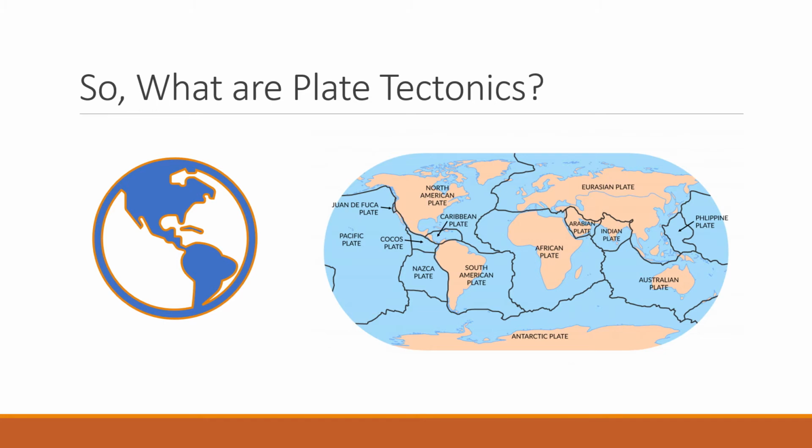But how do the continents move? That is where our tectonic plates come in. Essentially, Earth is made up of many different plates that are on Earth's crust. As in the picture, you can see we have the North American plate, South American plate, African plate, and many more. These plates are always moving. They're grinding against each other or moving away from each other.